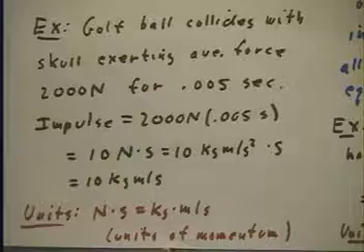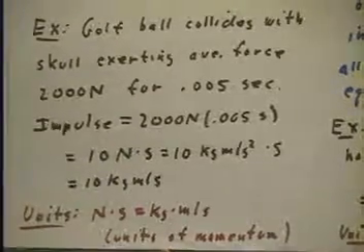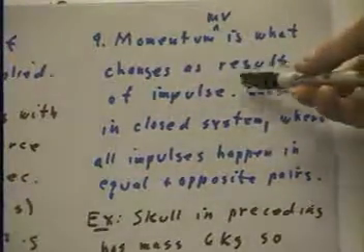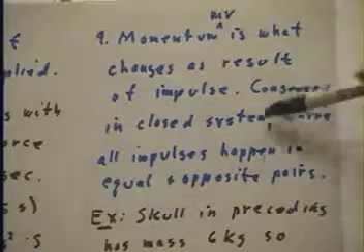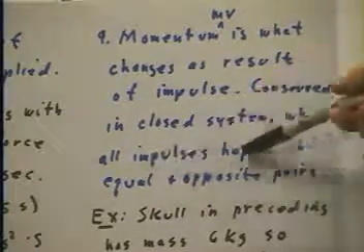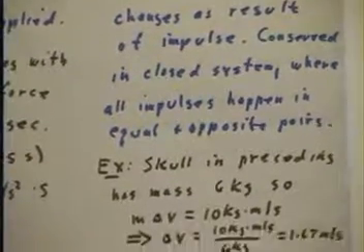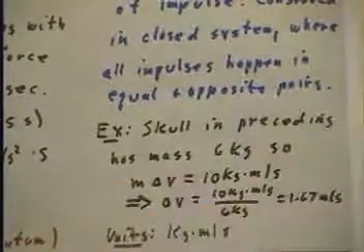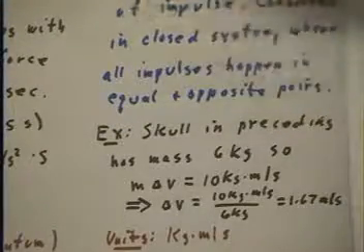And that makes everything consistent with what we're going to look at next, which is the fact that the momentum mv is what changes as a result of the impulse. And it's conserved in a closed system, we've seen, because all impulses happen in equal and opposite pairs, leading to the idea of conservation of momentum, or the law of conservation of momentum, or the momentum theorem, whatever you want to call it. Depends on how you think about it.